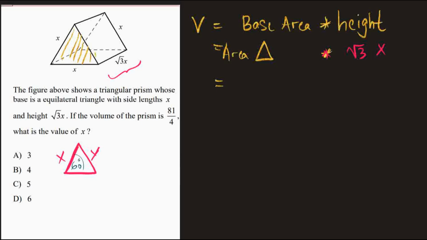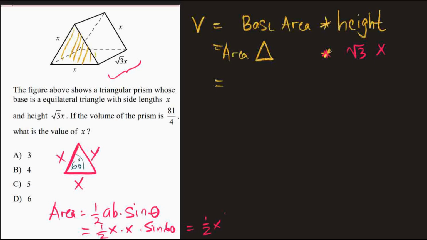All, and this will be x, and the formula will be area. We are using the sine formula: half times AB times sine theta. It will be half times x, and then x, the b is x, and sine 60. It equals half x squared times sine 60, which is square root of 3 over 2, so it will be square root of 3 x squared over 4.